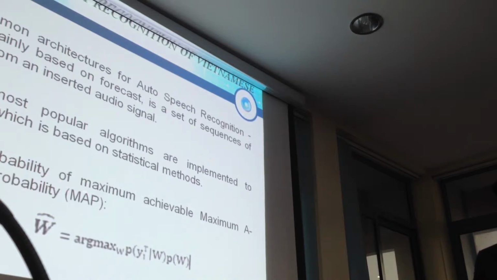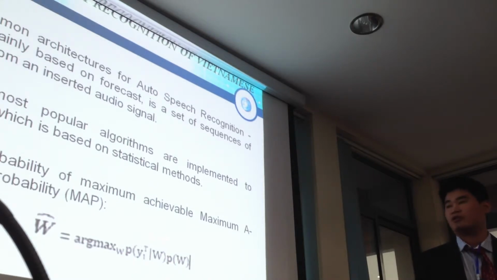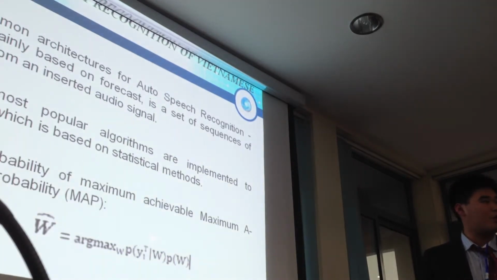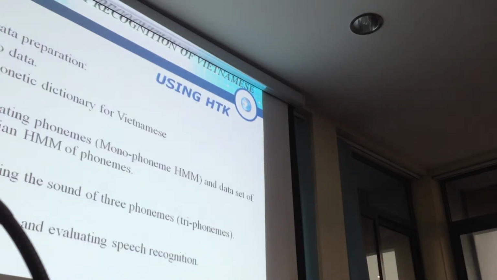And to calculate the maximum probability of the output, we use this formula. In this formula, there are two main components. The first component is the probability related to the characteristics of the recorded sound, and the second is the probability related to the language model. In other words, it is the domain problem, like in our research, it is the aviation domain.